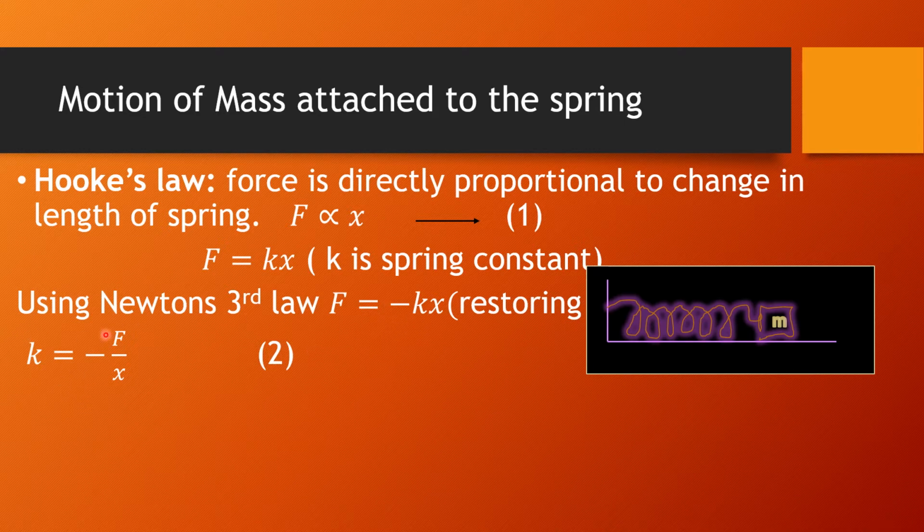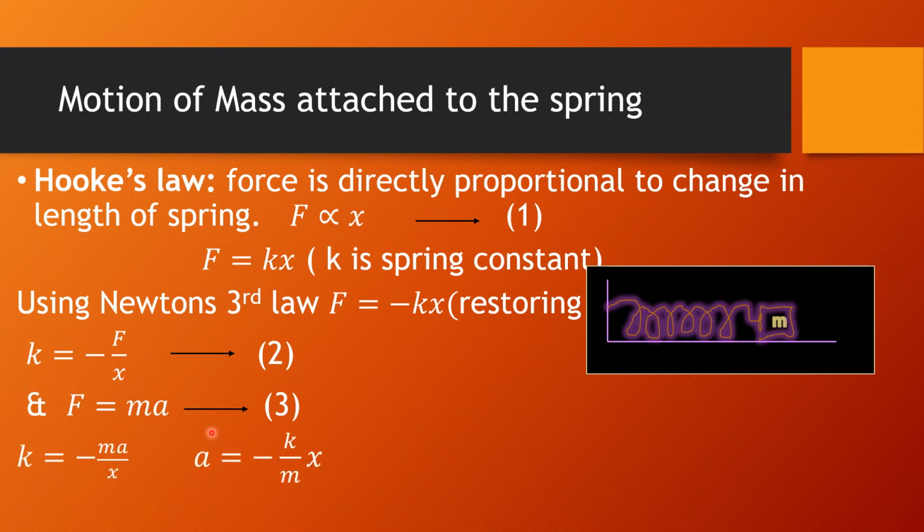Solving for k, we get k is equal to minus F by x. This is equation number 2. And putting Newton's second law, F is equal to ma, in equation number 2, we get k is equal to minus ma divided by x, and a will be equal to minus k by m multiplied by x. So k by m is the constant, and with equality it becomes a proportionality symbol.